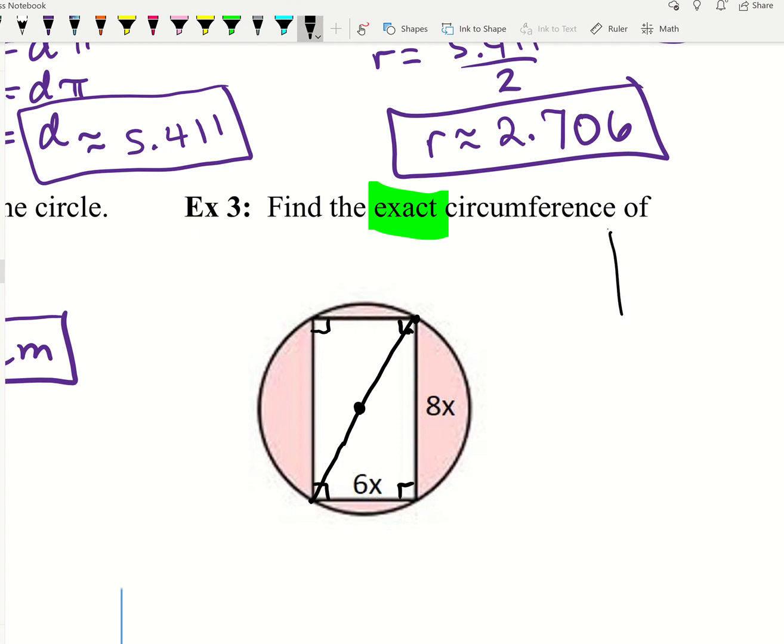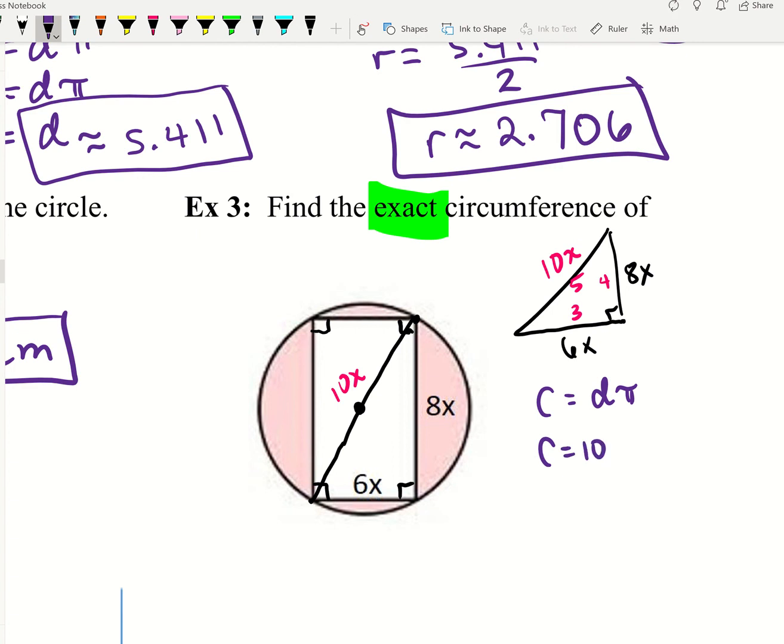So if I take a look at this right triangle with the 6x and the 8x for the legs, you might notice that this is a 3, 4, 5 triangle enlarged by a scale factor of 2x. So this diameter here is 10x. And since the circumference is diameter times pi, the circumference would be 10x times pi. If I had units like feet or inches, I would include that as well, but I don't.